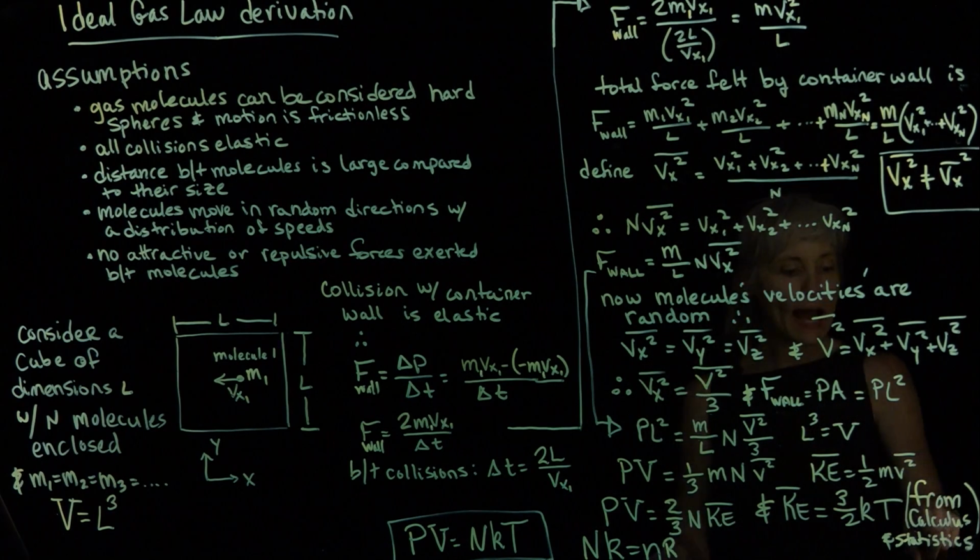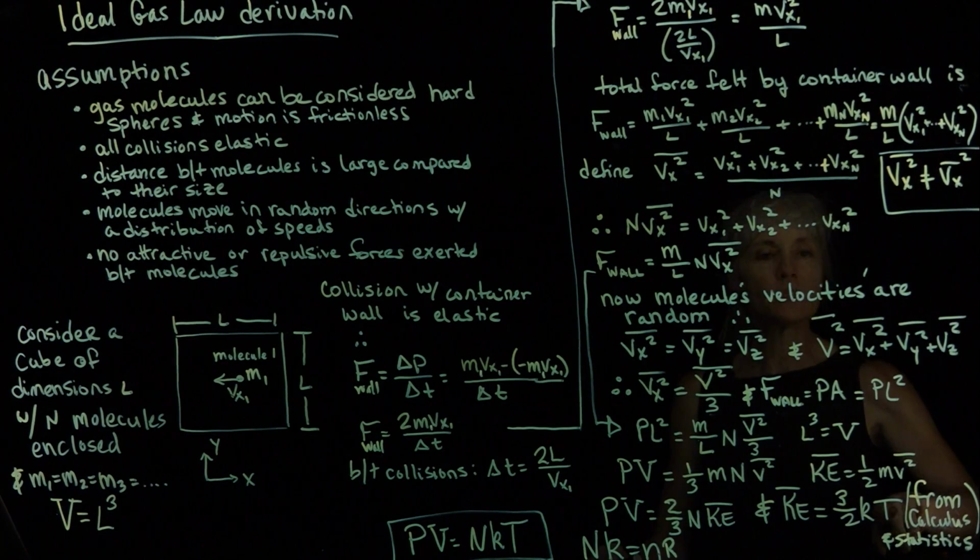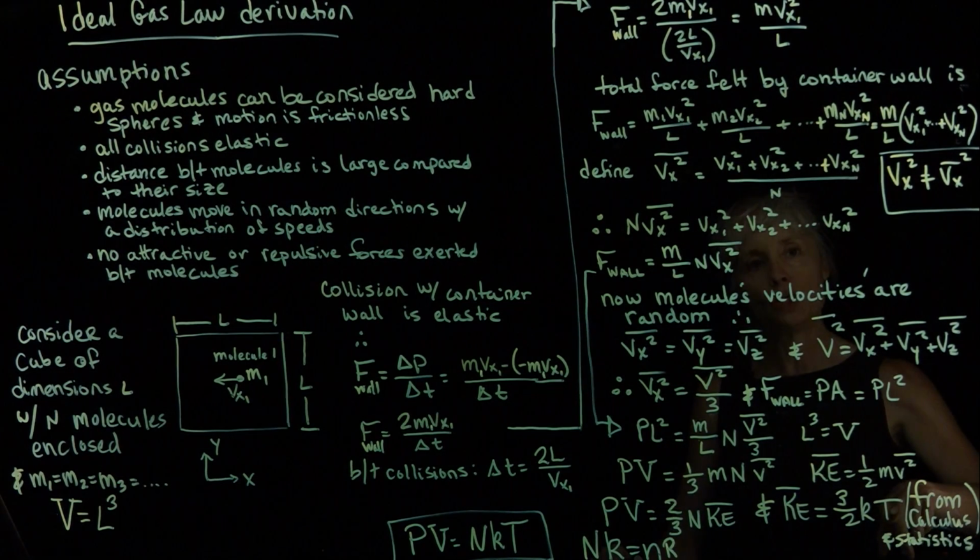Now from calculus and statistics, we can show that the average kinetic energy is actually related to temperature. In 3 dimensions, it's 3/2 k, where k is Boltzmann's constant, you can look it up in the textbook, times the temperature. Temperature must be in units of Kelvin. So the average kinetic energy is actually just a measure of the temperature of the molecules, or vice versa. The temperature that we read on the wall in the room is just a measure of the average kinetic energy of the molecules in the room.